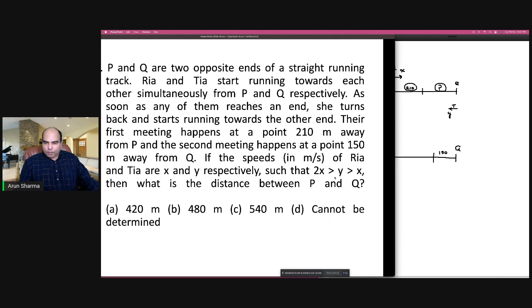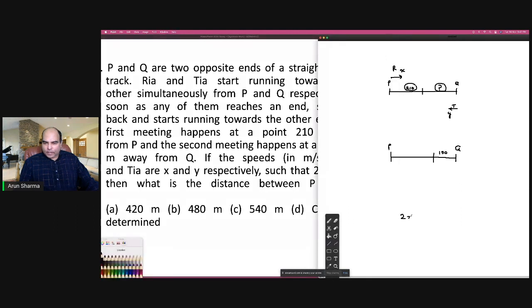That means, first of all, when you see 2x greater than y greater than x, you have to understand that y is greater than x. That means Tia's speed is larger. So what you know immediately is that this is more than 210. And because this is more than 210, this second meeting is happening.